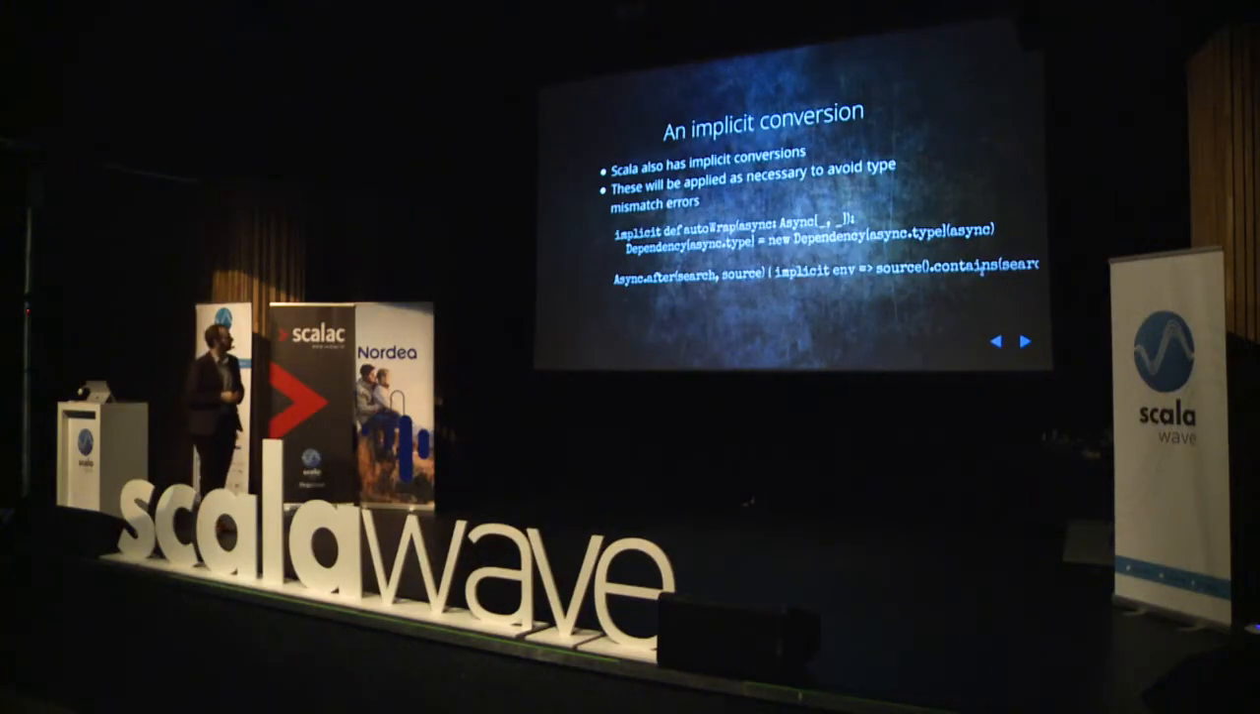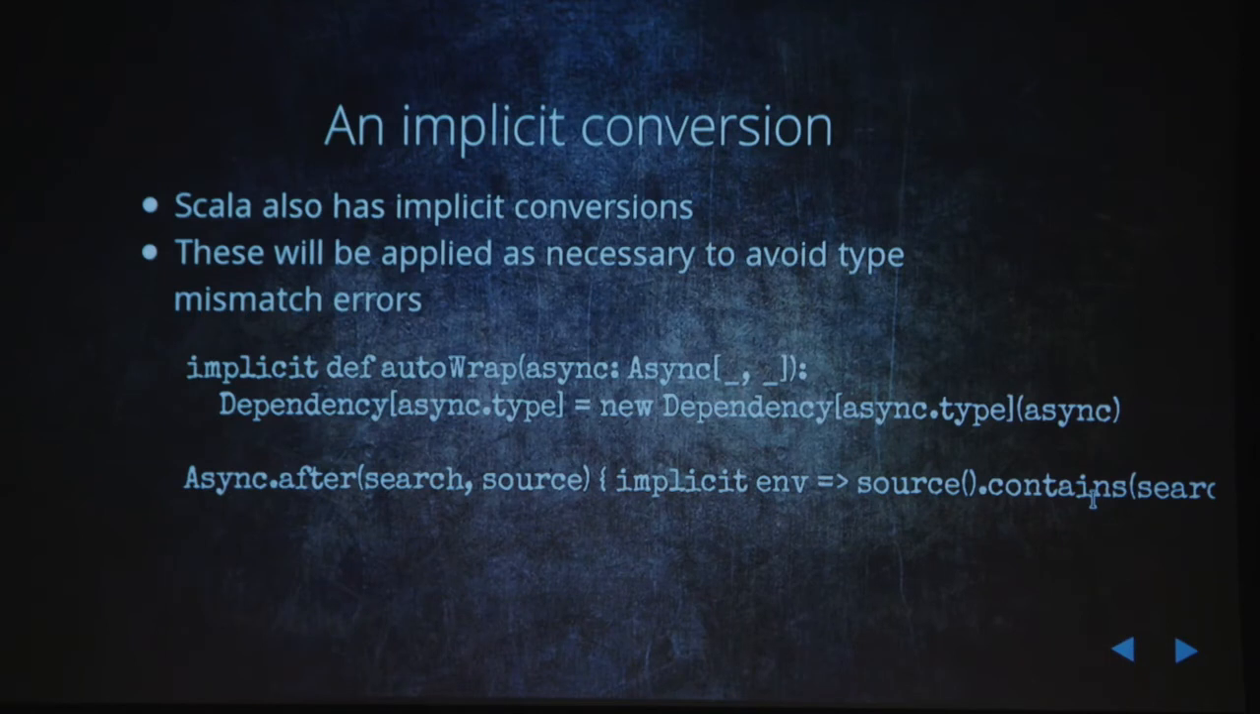Maybe not completely satisfactory, but we can use an implicit conversion. Implicits are the next tool we reach for. And what happens with an implicit is when we provide a value of a certain type in a position that expects a different, incompatible type, the compiler will go and look for suitable implicit conversions that will convert from the type we've got to the type we want. Now, interestingly, we can write an implicit which converts from an Async to a Dependency of an Async.